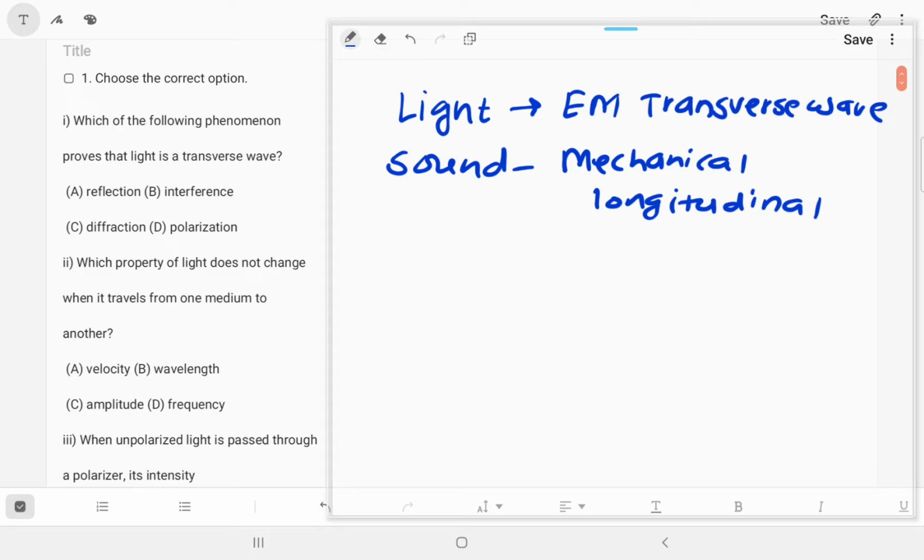So basically in case of a transverse wave, the electric and magnetic fields are perpendicular to each other, and these fields are also perpendicular to the direction of the propagation of the wave. Reflection, interference and diffraction, these three phenomena are common to both light and sound. But polarization is the property of the light which differs the light wave from the sound wave and which shows the transverse nature of the light. Therefore, the answer of the first MCQ is polarization.